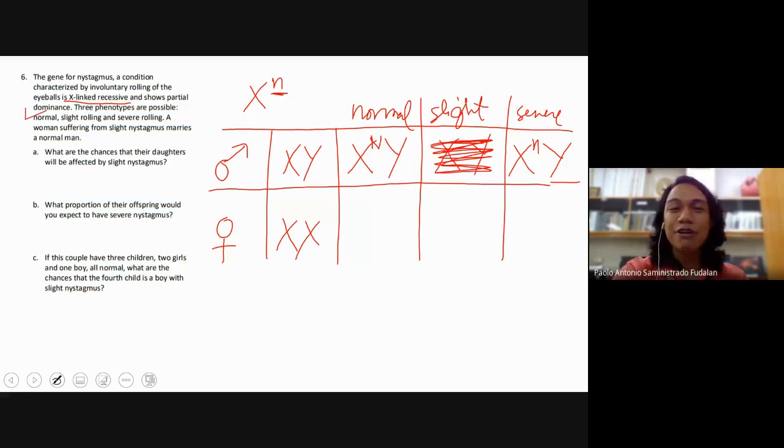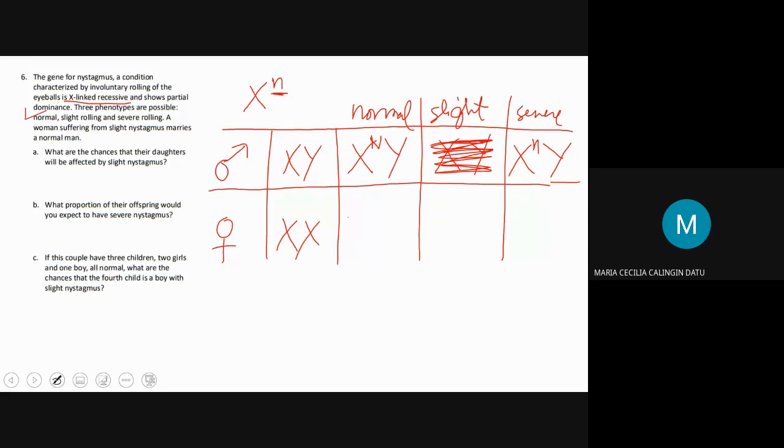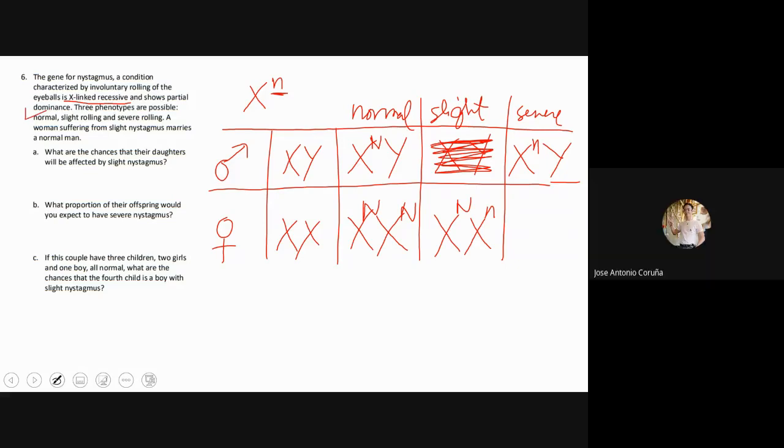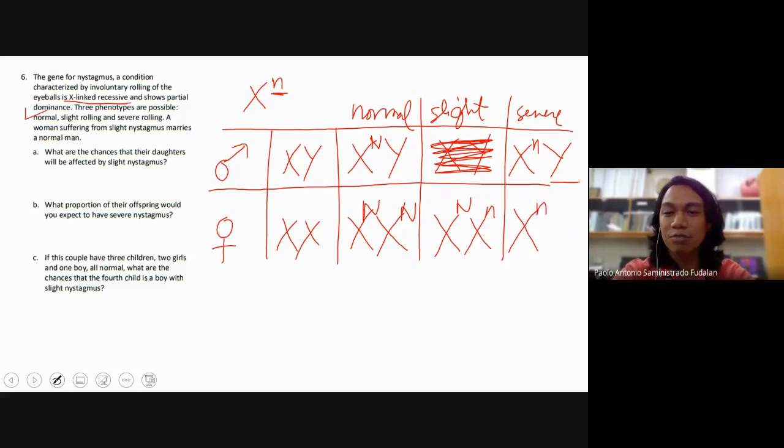But for the females, what will be the genotype of a normal female? Capital N, capital N, so both X chromosomes contain capital N. What about a female with slight nystagmus? Capital N and small n, sir. So there is now a possibility of pairing with another X carrying a small n allele. And severe? Small n, small n, sir. All right, both of you are correct. I'll only go up to that, and then you can already analyze A, B, and C.